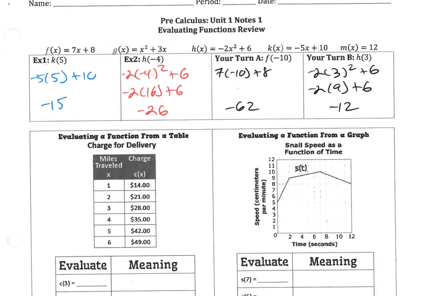All right, so checking your work with mine, hopefully we got the same answers. For f of negative 10, I got negative 62. And for h of 3, I got negative 12.